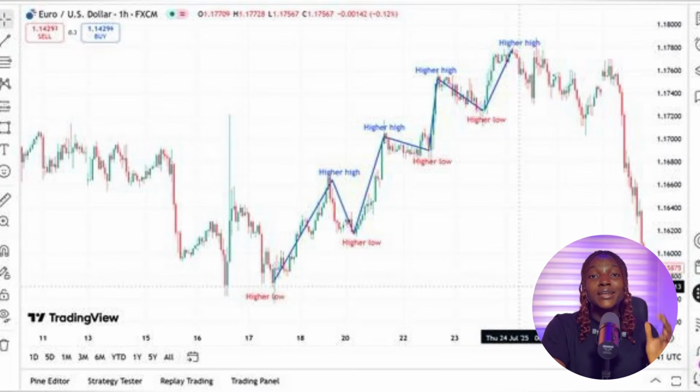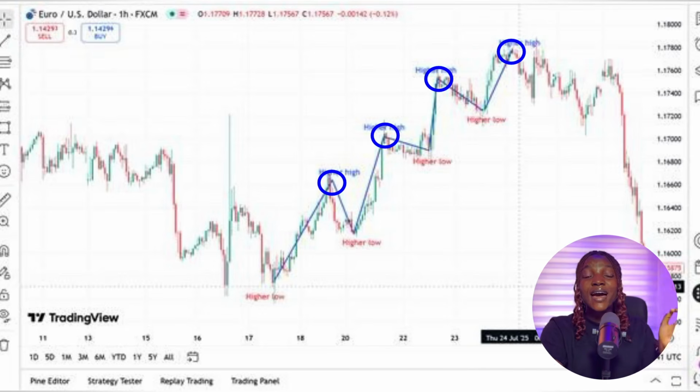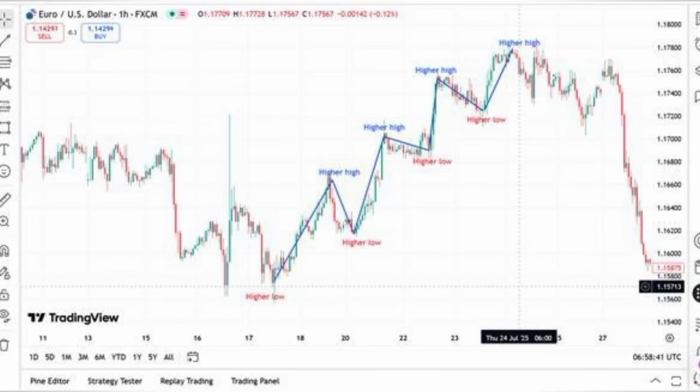In an uptrend, the market makes higher highs and higher lows. Each time, the market makes a new high that is higher than the last one, and the pullbacks don't go below the previous low. That is an uptrend. In this case, your job is to look for buying opportunities during the pullbacks, that is during the higher lows, and not to sell against the trend.